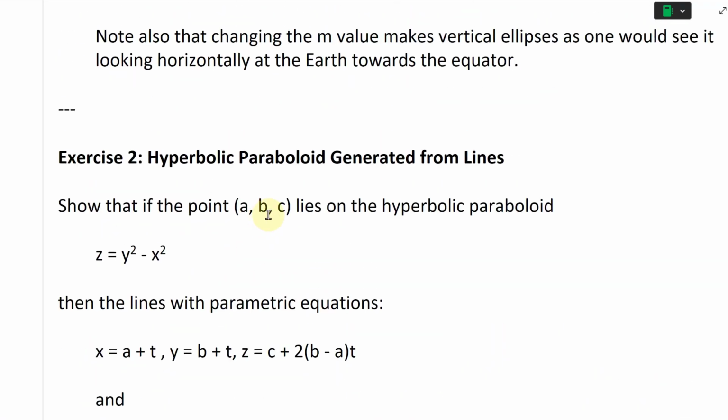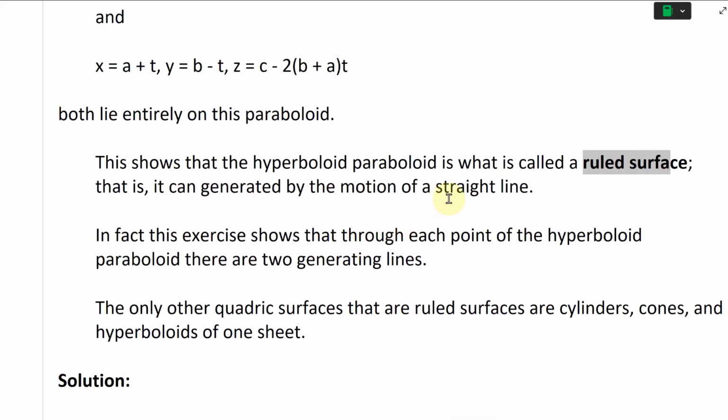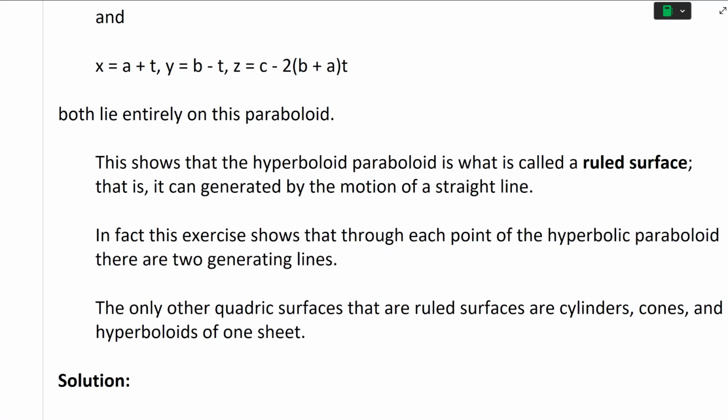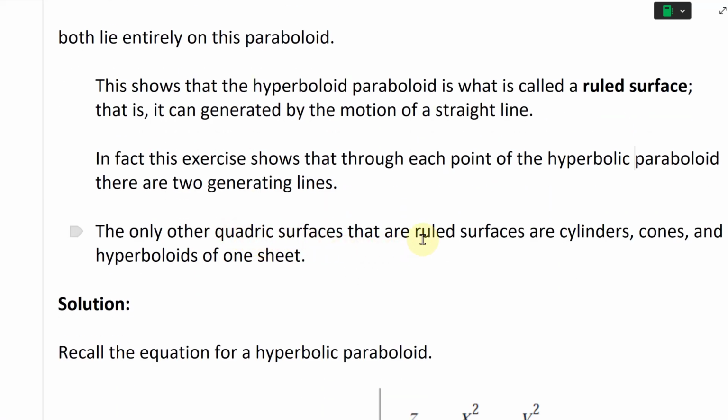In other words, we can make a paraboloid using 2 lines. This shows that the hyperbolic paraboloid is what is called a ruled surface. That is, it can be generated by the motion of a straight line. In fact, this exercise shows that through each point of the hyperbolic paraboloid there are 2 generating lines. The only other quadric surfaces that are ruled surfaces are cylinders, cones, and hyperboloids of one sheet.